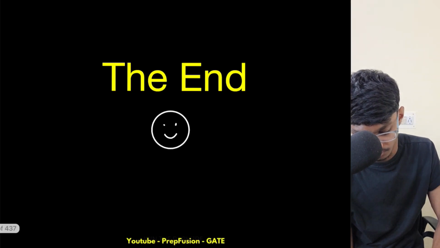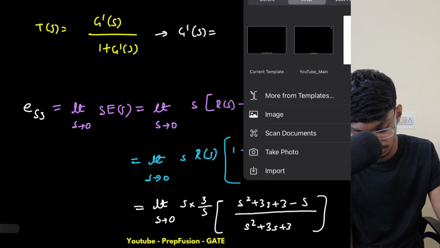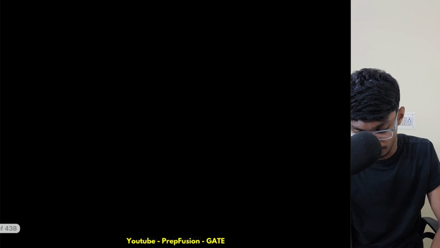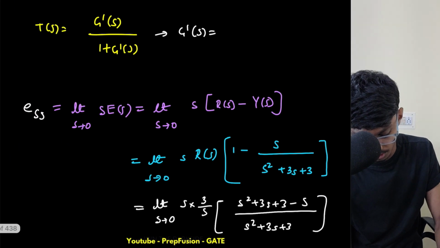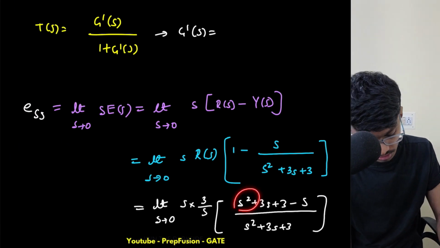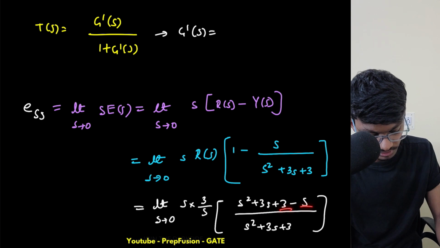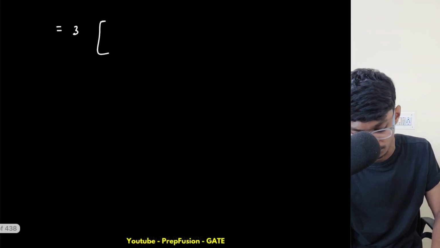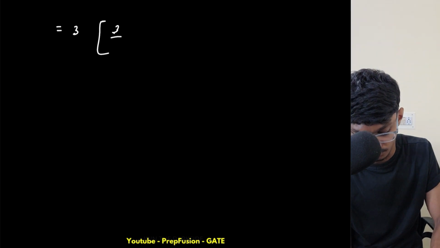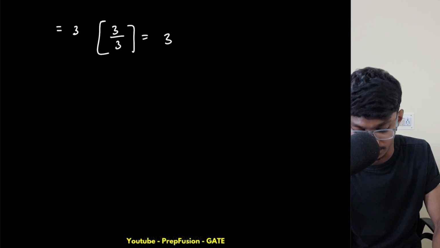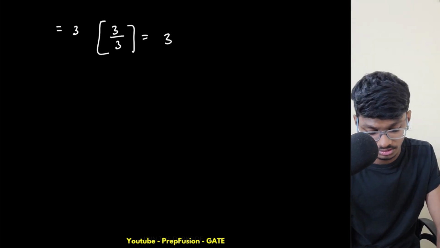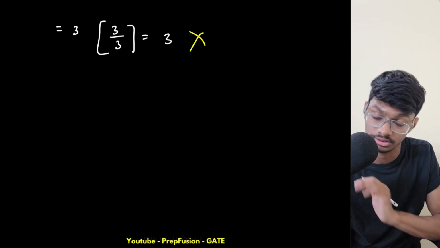If I put s equal to 0 over here, what do I get? The numerator I have 3, this is 0, and the denominator also I have 3. So 3 by 3 is 1. Is this correct? This is not correct. Obviously this is absolutely incorrect.